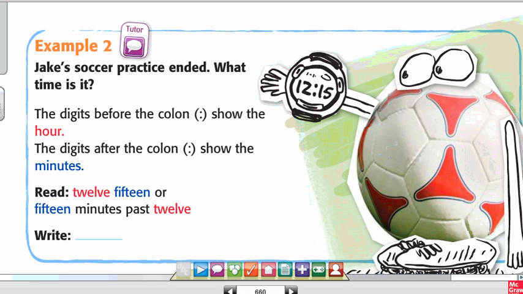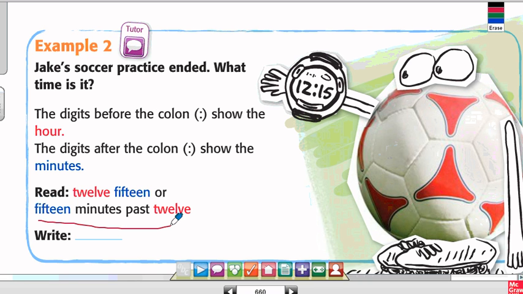So here's example number 2. It says Jake's soccer practice ended. What time is it? That says the digits before the colon show the hour, just like the video said, and the digits after the colon show the minutes. Okay? So it says read 12:15 or 15 minutes past 12.